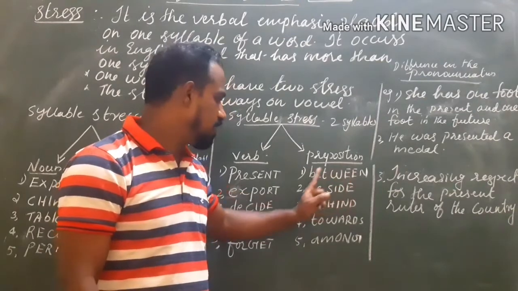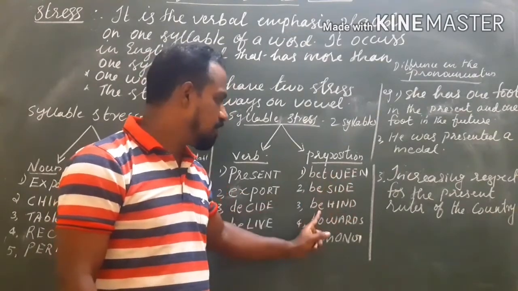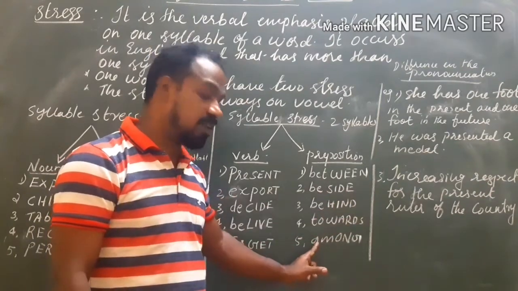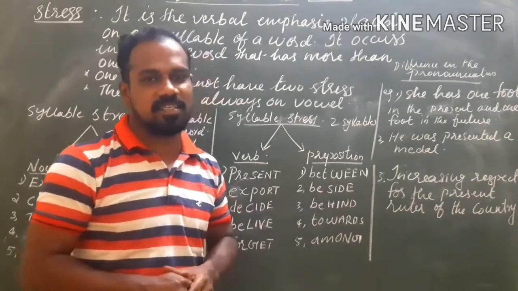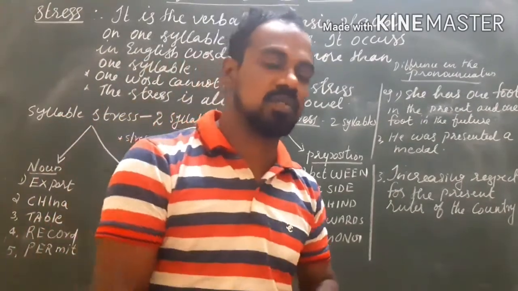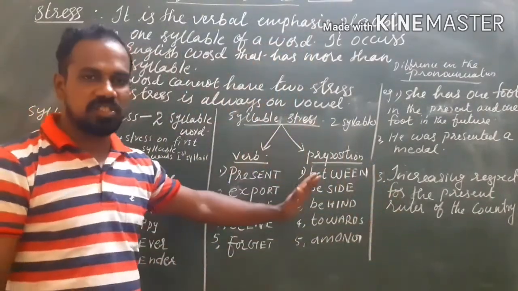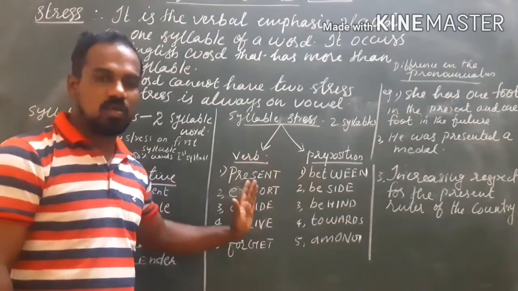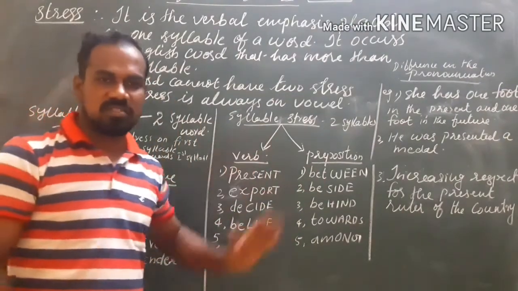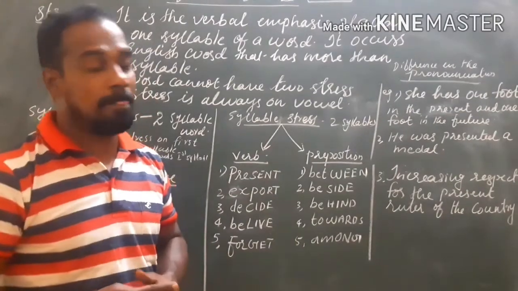Between, beside, behind, towards, among. See, we are stressing prepositions on the second syllable. So in verbs and prepositions we give stress on the second syllable, but in nouns and adjectives we stress on the first syllable.